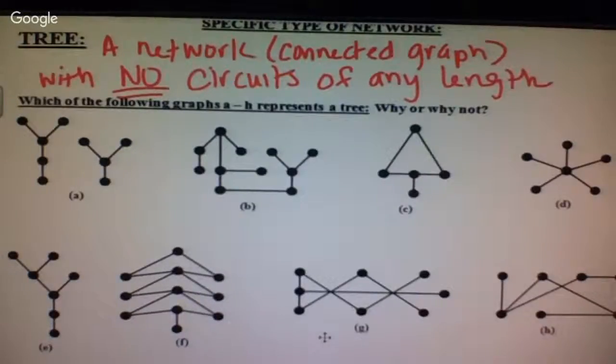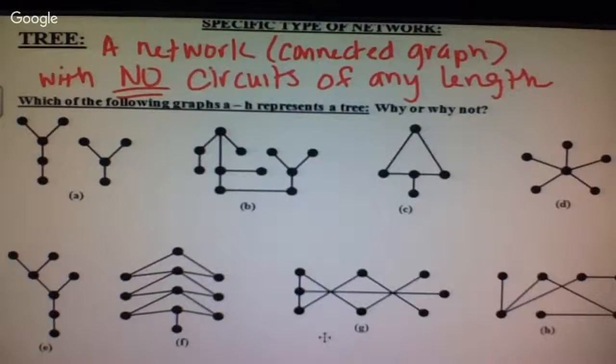Okay, so I still can't have any isolated vertices. I can't have it broken into components. It has to be all one piece. But now I need to make sure that there are no circuits in my graph. Sometimes circuits can be hidden, so you have to be careful.